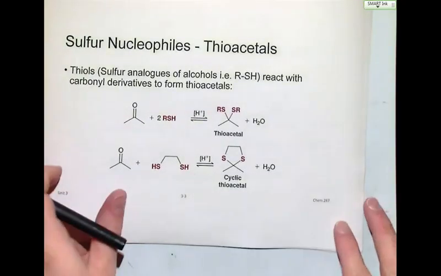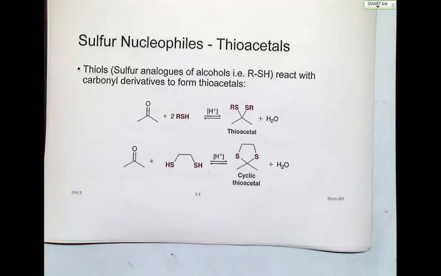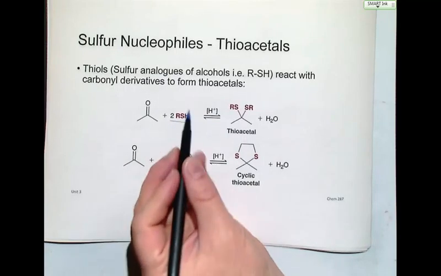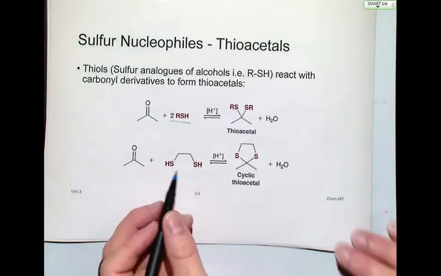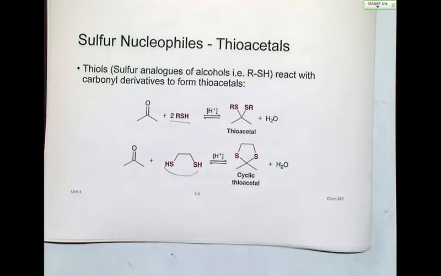Okay, and now we're going to look at sulfur nucleophiles. So this is like thiols. A thiol is a sulfur analog of an alcohol. The difference, of course, being that you have sulfur instead of an oxygen. And we can form thioacetals the same way we make an acetal, except that we use a thiol. And it's the same conditions. We have two equivalents of our thiol. Or if we want to make a cyclic thioacetal, we just use a 1,2 dithiol. Dithianes, they're called. And we make these under the same mechanism. Okay.